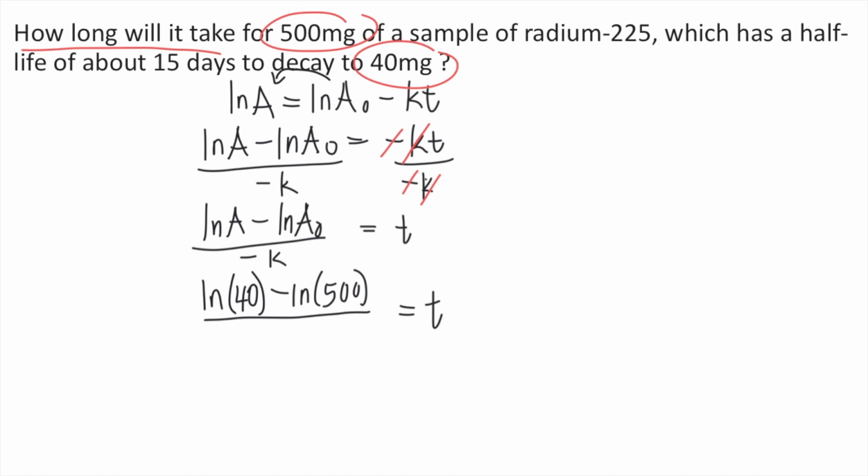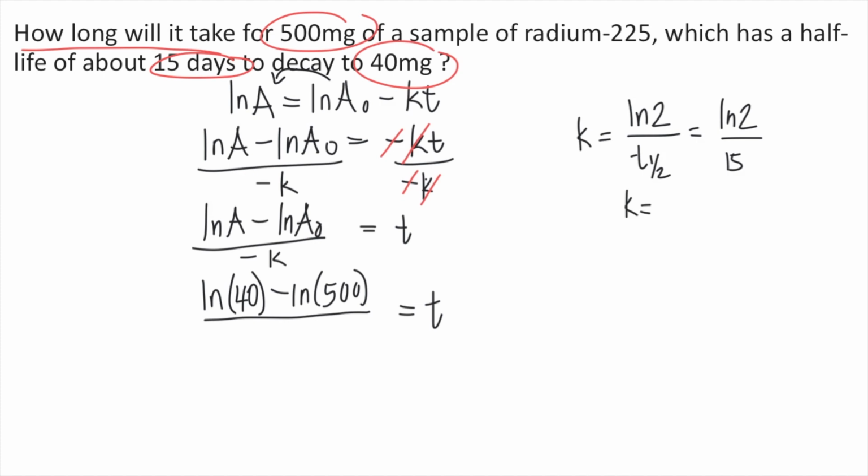So in the problem, we are not given the rate constant or K, but we are given the half-life, which is 15 days. And if you still don't know, you can compute K if you are given the half-life. So how do we compute K if we're given the half-life? Remember that K is equal to ln of 2 divided by the half-life. So the symbol for half-life is T1/2. So in the problem, our half-life is 15 days. So that's ln 2 divided by 15 days.